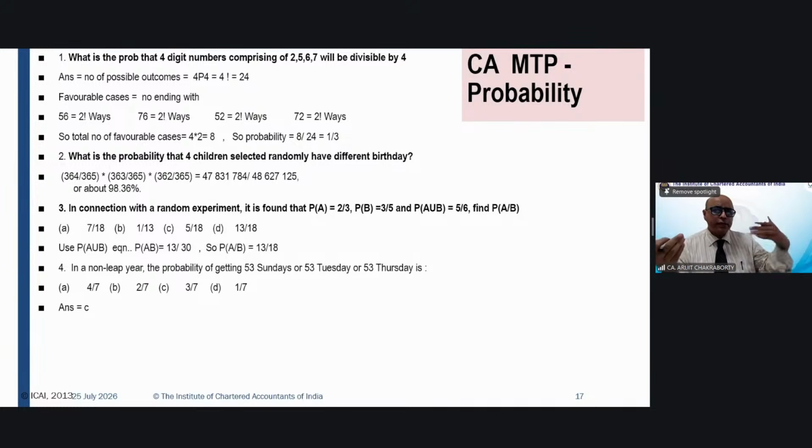It can be a Saturday, it can be a Sunday, and so on. So out of 7 options, the question says, what is the probability that it is a Sunday or a Tuesday or a Thursday? 53 Sundays means what? It means that after 52 weeks are over, the last week starts with a Sunday. Similarly, 53 Tuesdays mean that 52 weeks are over, 364 days are over.